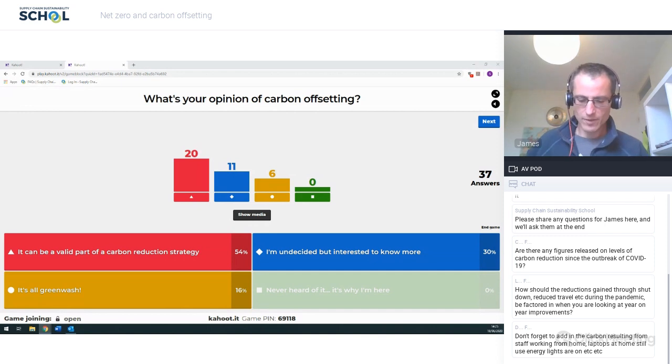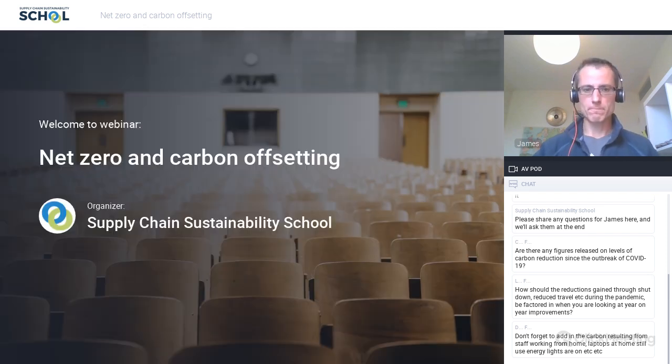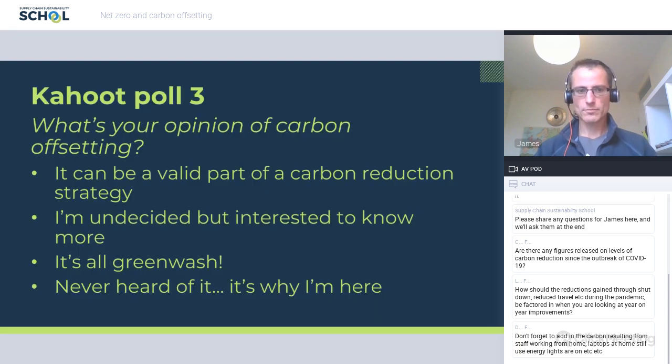Offsetting does carry the cross, I suppose, of being accused of being greenwash, and if used in the wrong way, it can be greenwash. Certainly, there's lots of reports out there of offsetting programs that don't live up to their claims, and the way organisations use them is misleading, to say the least. So what I'm hopefully going to show you now is how you can use offsetting in a robust fashion that isn't greenwash, and gives you the credibility you need.